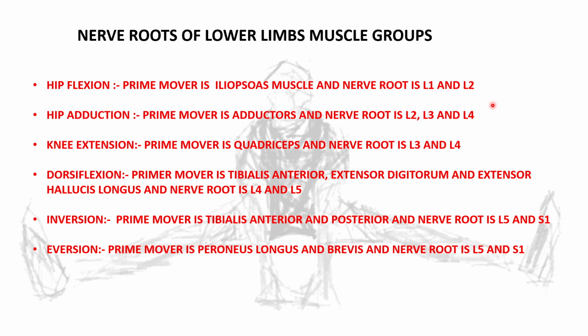So if you start from hip flexion, hip adduction, knee extension, and dorsiflexion, inversion, and eversion, these are usually the lumbar nerve roots, except for inversion and eversion, where S1 is involved. So you see, these are the nerve roots.